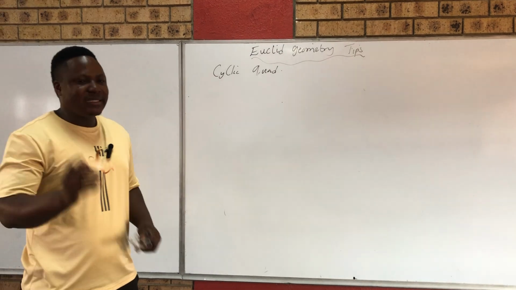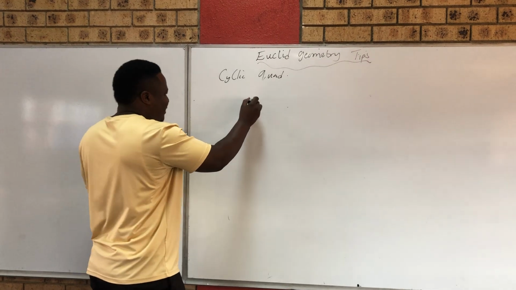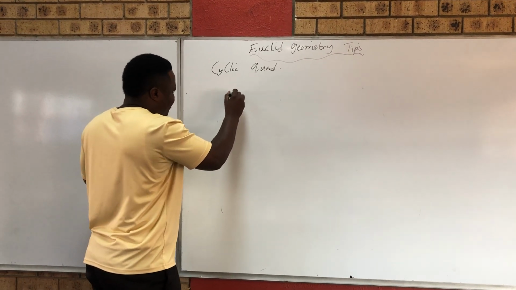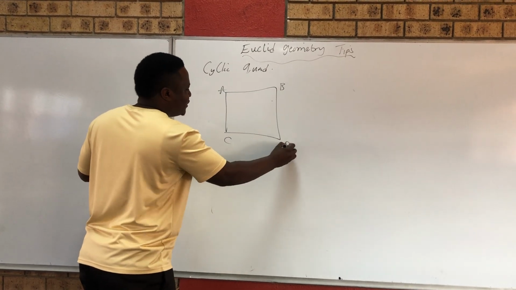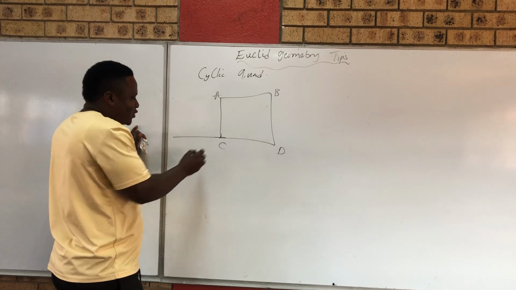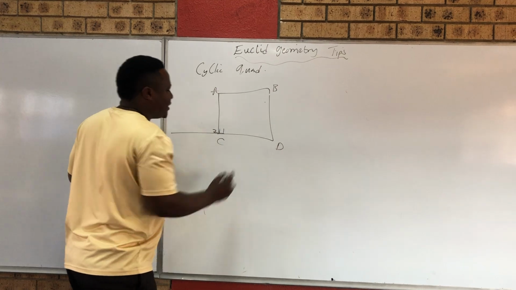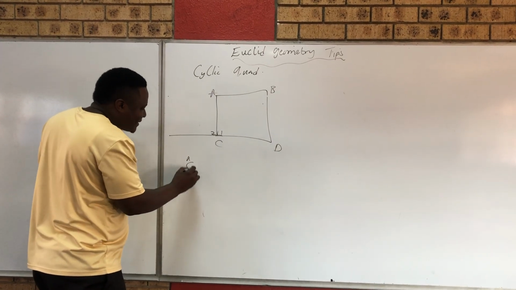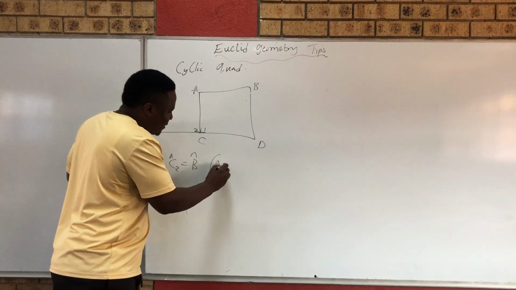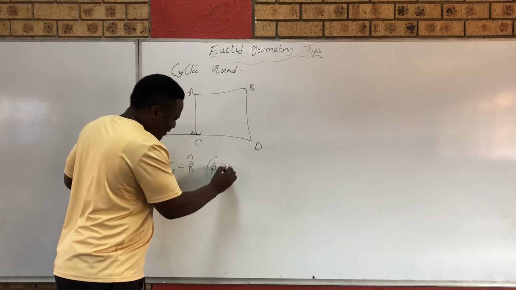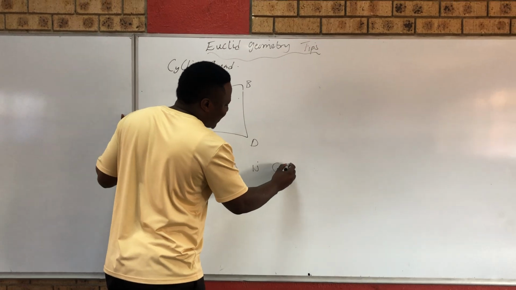The last thing that you can prove for a cyclic quad is the exterior angle of the cyclic quad. This is the situation whereby, let's say maybe you have ABCD and you have a line. Let's call this one C2, C1, and this one is ABC. As long as you can prove that angle C2 equals angle B, then you can conclude and say, therefore, ABCD is a cyclic quad.